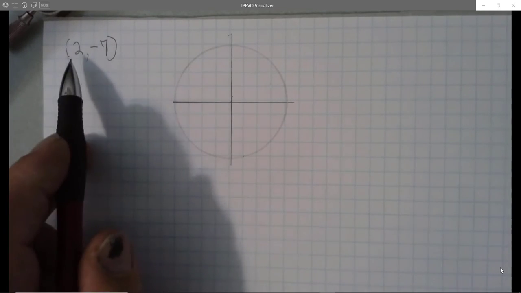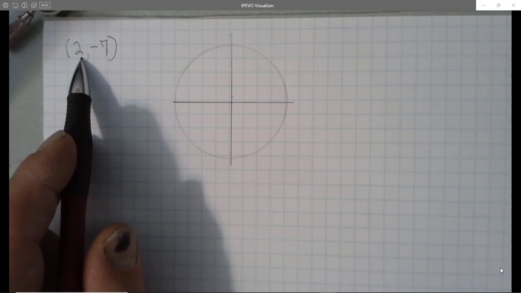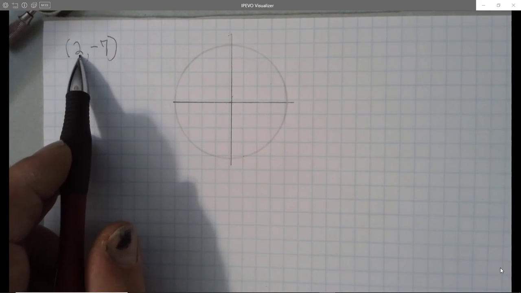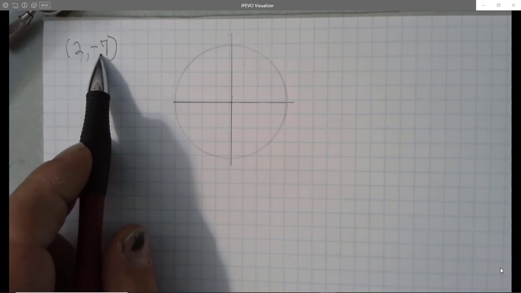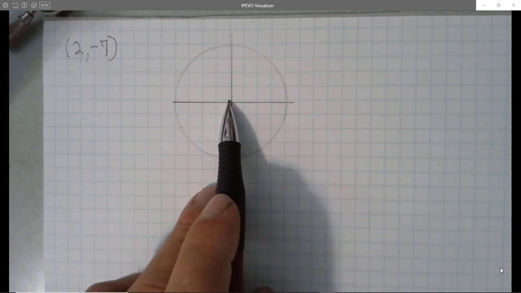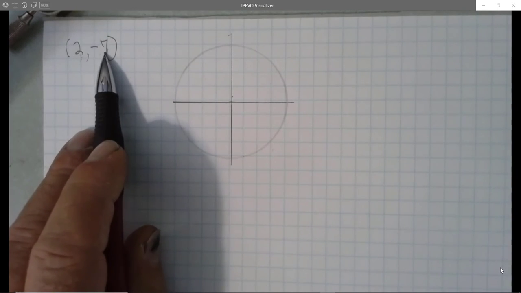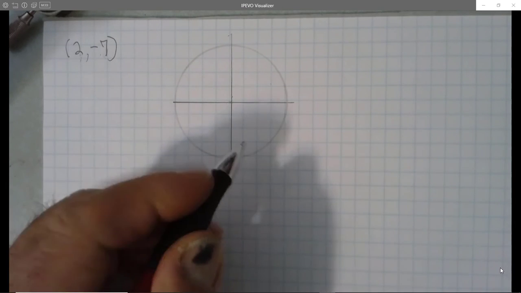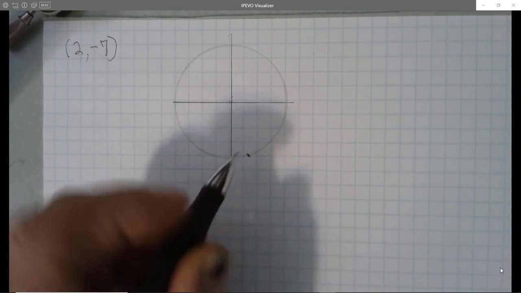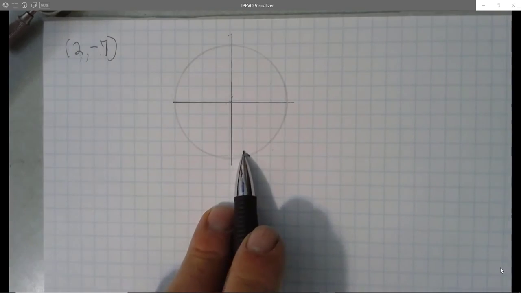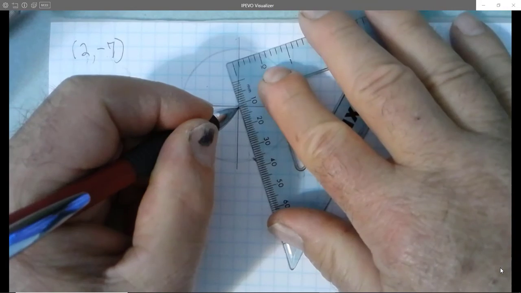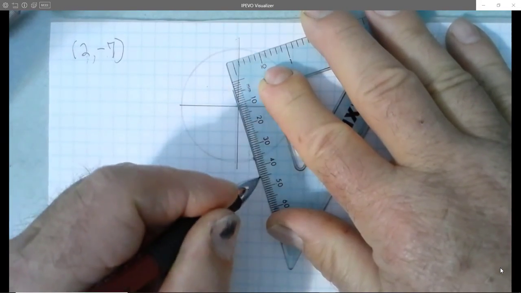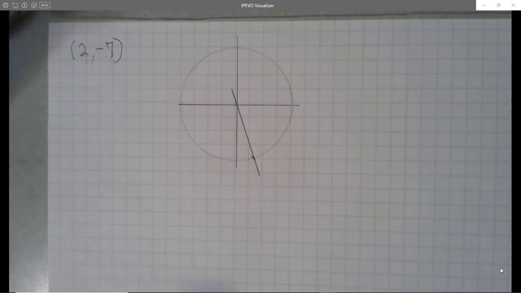Okay, for the last one, we want to know what is the angle if our central angle intercepts a circle at point 2, minus 7. Well, 2 is positive, minus 7 is negative, so it's right and down. This one is quite a bit more in size than that one, so we're down in this location somewhere, so you have more length in the y direction than you do in the x. And we have a picture something like that.